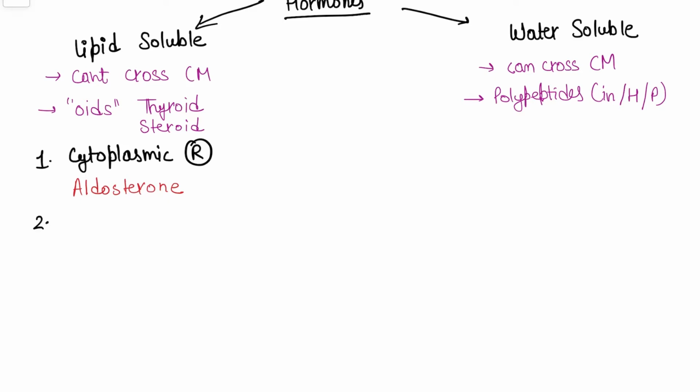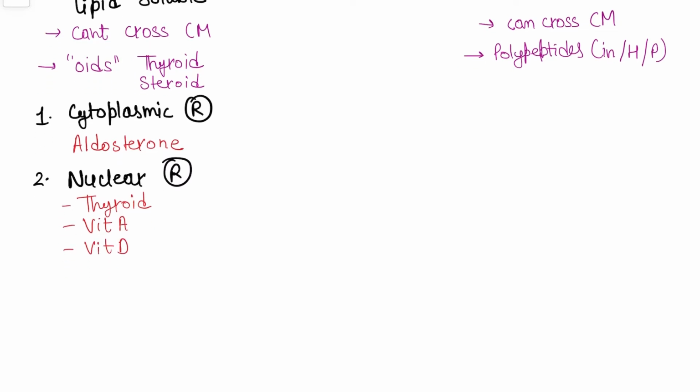Number two is nuclear receptor, and hormones which act on nuclear receptors are thyroid, vitamin A, vitamin D. Then third is both cytoplasmic and nuclear receptors. The hormones which act on both cytoplasmic and nuclear receptors are sex steroids and glucocorticoids.